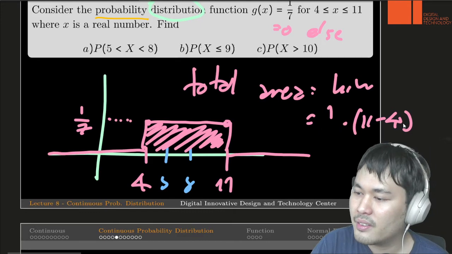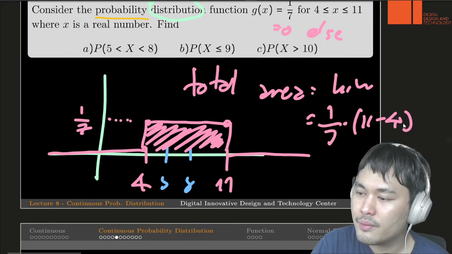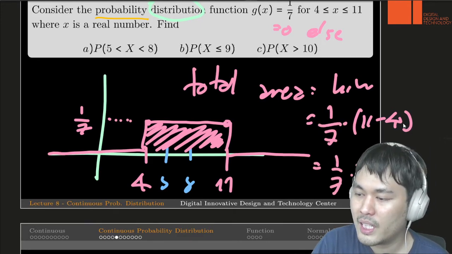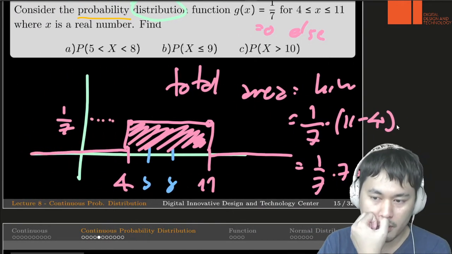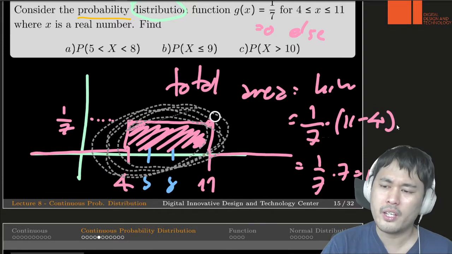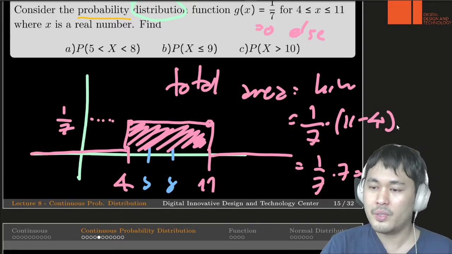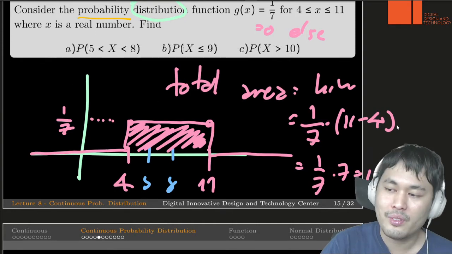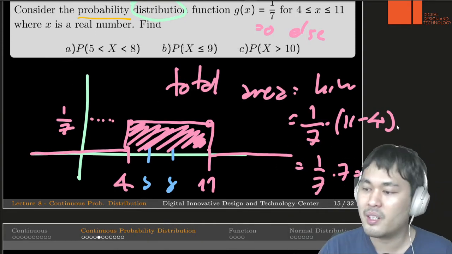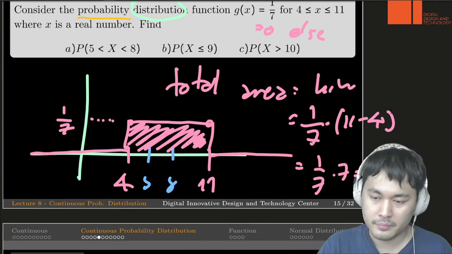And let me erase that. So that we have 1 over 7 times 7, which is 1. So we indeed get a 1. So the area of the total rectangle is 1. And once we have that, then we can start computing these values. Without that, whatever we compute won't make sense.